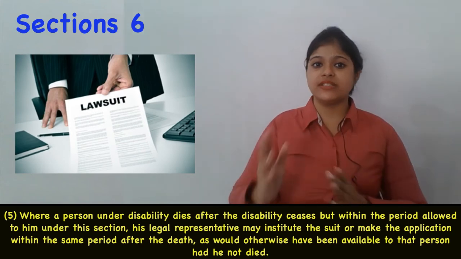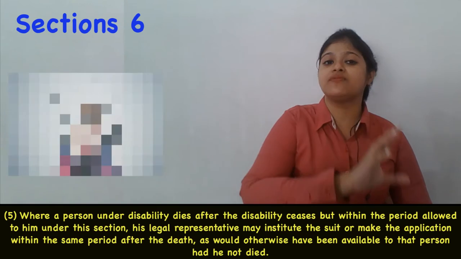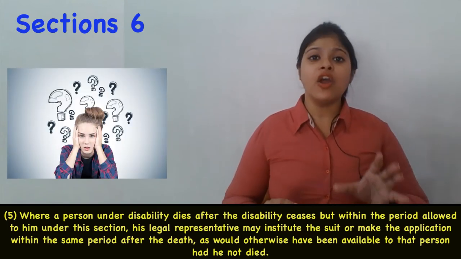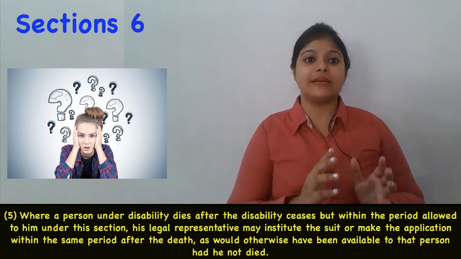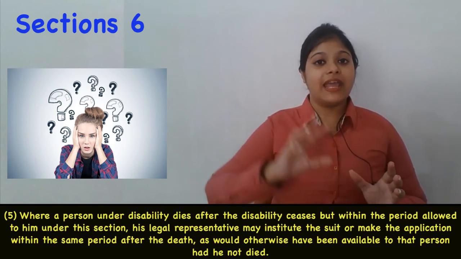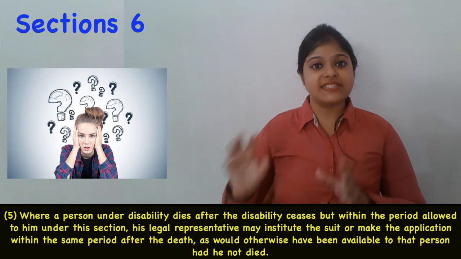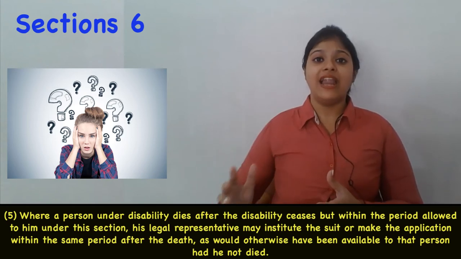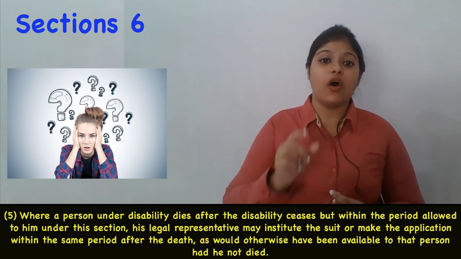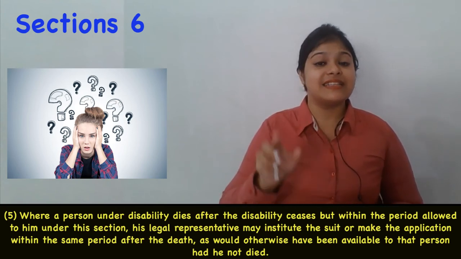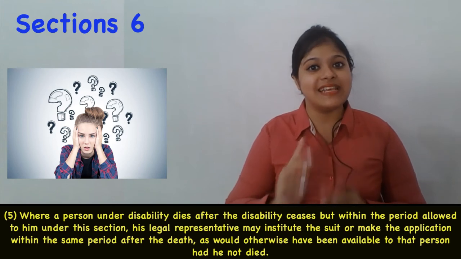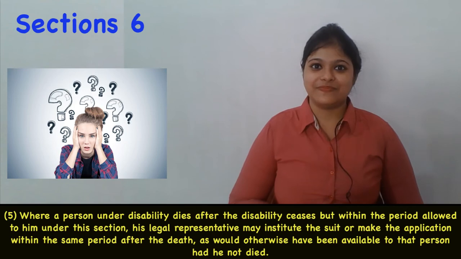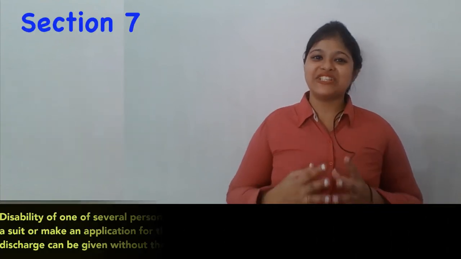So there is a difference between the two situations, situation 4 and situation 5. In situation 4, the curing of the particular legal disability was not required. In situation 5, it is required. The legal representative can only file after the lunacy of that particular person, that is the legal disability of the person, has ceased within that prescribed time. But in situation 4, it was not the case. Moving on. Section 7.